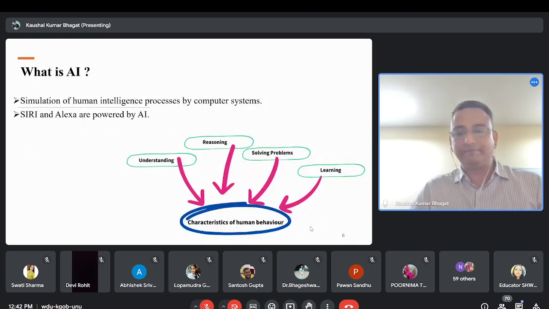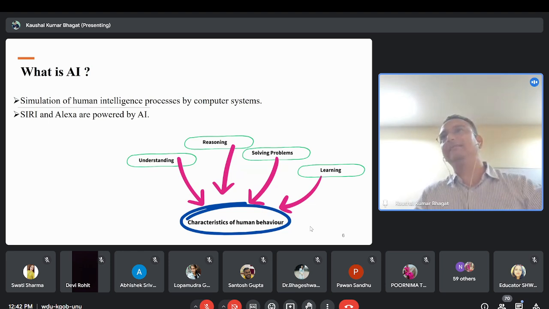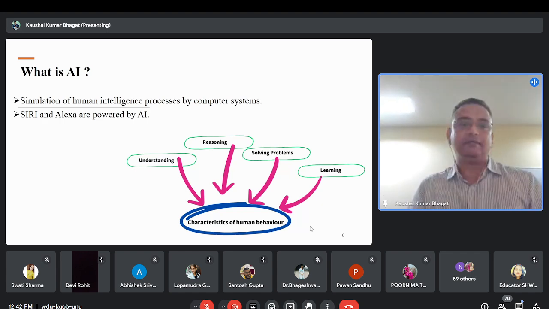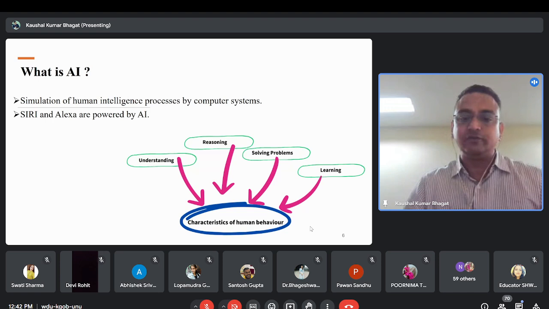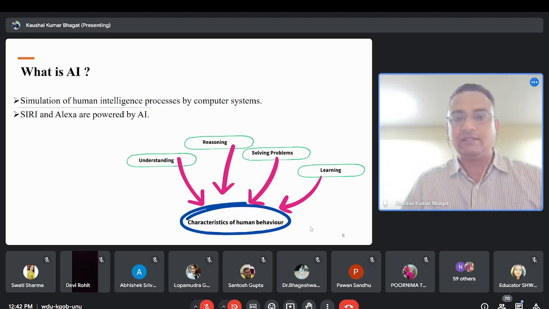There are different things involved with human behavior that we can understand. We can have some kind of reasoning. We can do some problem solving, and then we can learn also. And another very important part is emotions, right? So emotions are also one of the key components of a human being.